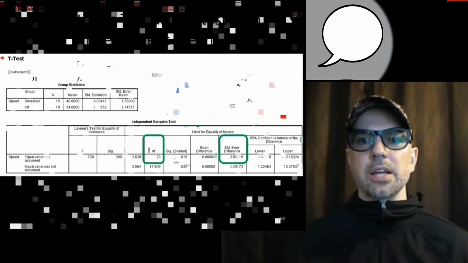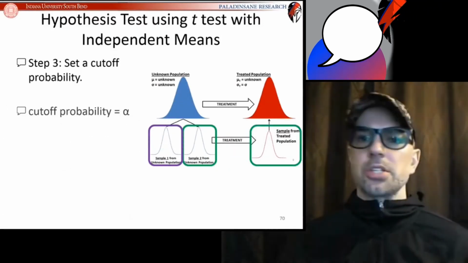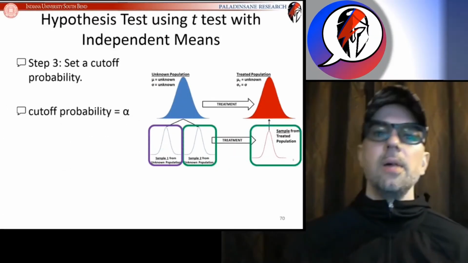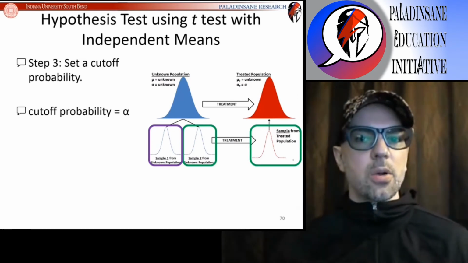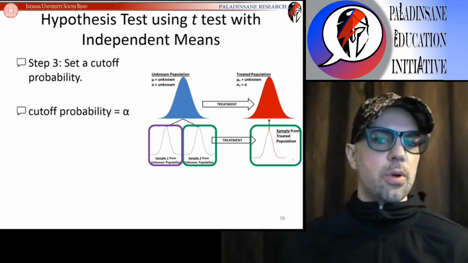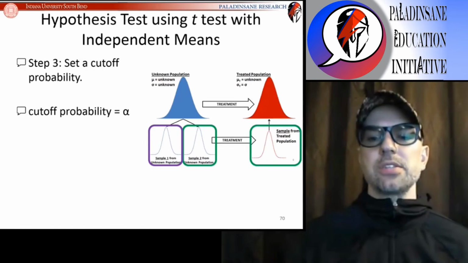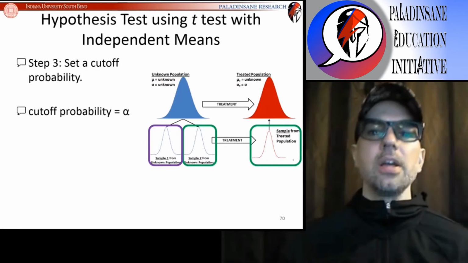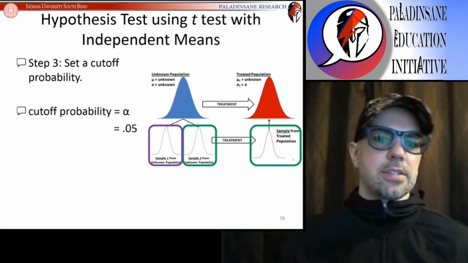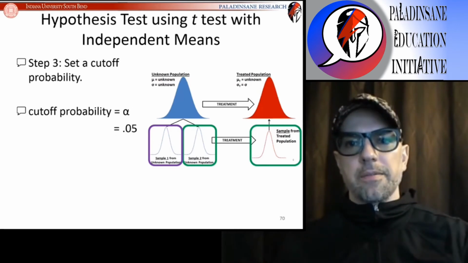All right, step 3, set a cutoff probability. Just to reiterate, that is your alpha score. If you don't remember it, go back to the question, read it. It's usually one of the last sentences that says, you know, use an alpha of whatever. We got to find out what that whatever is, and this time it is 0.05.